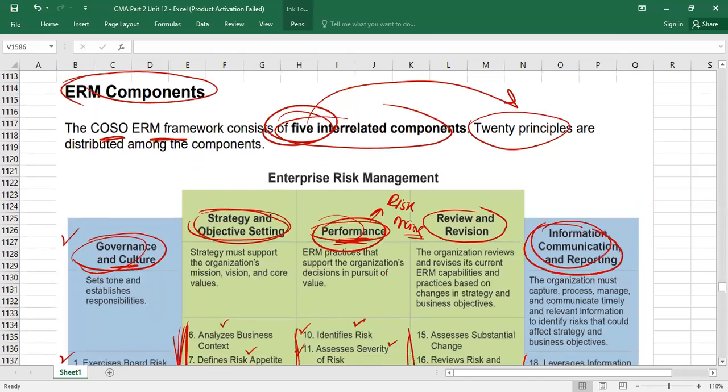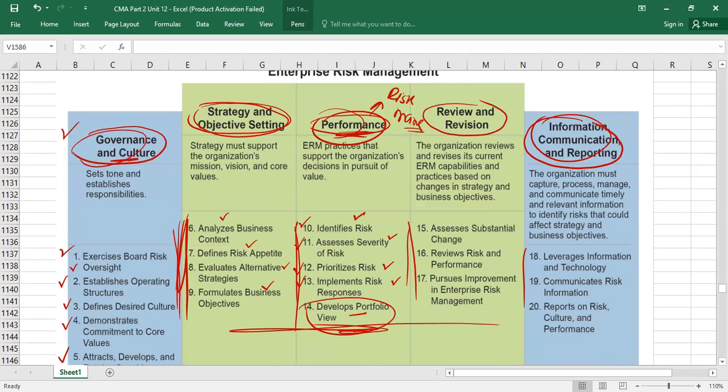So this is review and revision. So why, guys, what is it here? Review and revision means simply the organization reviews. Here, you will review and revise its current ERM capabilities. Capability means skills and practices. Like you have to check, do you have the right skills to manage risk? Are you applying the right collective methods to mitigate or manage the risk?